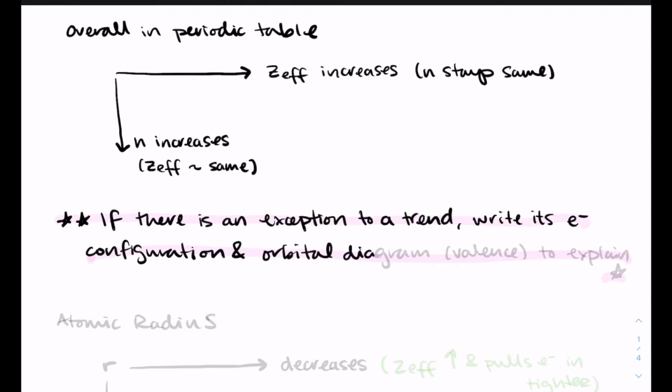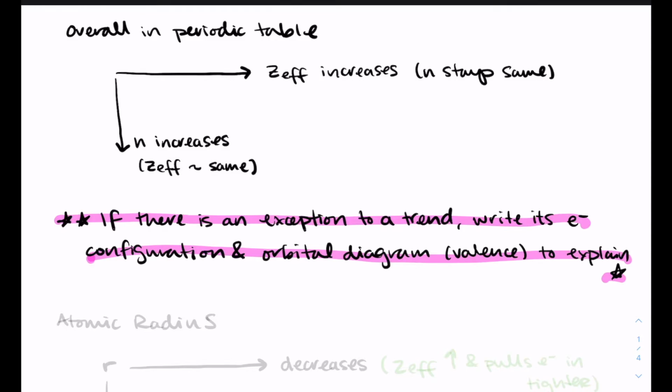When you go down a column, the effective nuclear charge stays about the same, but the N increases. So the distance from the nucleus for that electron increases by an entire shell of electrons. Now, lots of stars, lots of highlighting. If I give you a trend and there is an exception and I have asked you to explain the exception, write the electron configuration and write an orbital diagram of the valence electrons, and this will help you explain it.